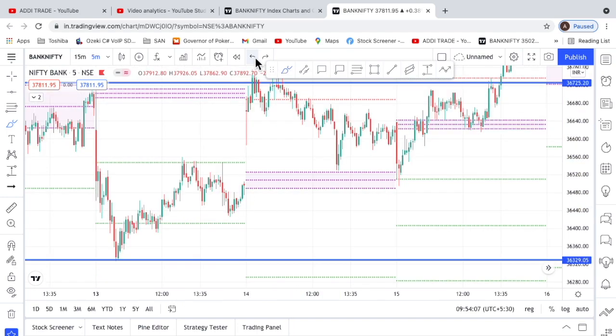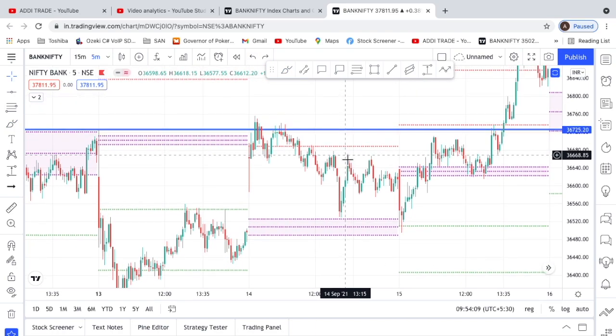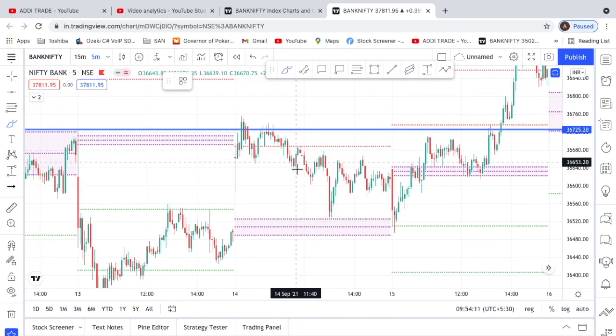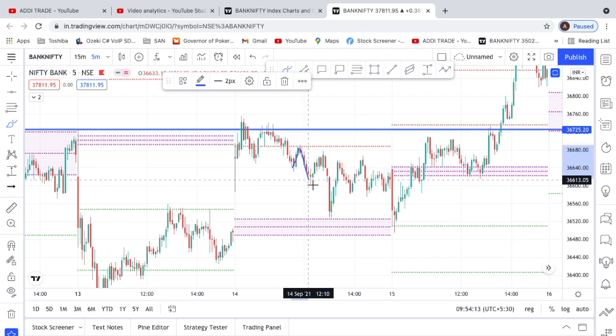And I was not in too much profit because again we came up and the premiums were dropping. But when this fall came, I was in good profit, and I immediately exited because we hit CPR.